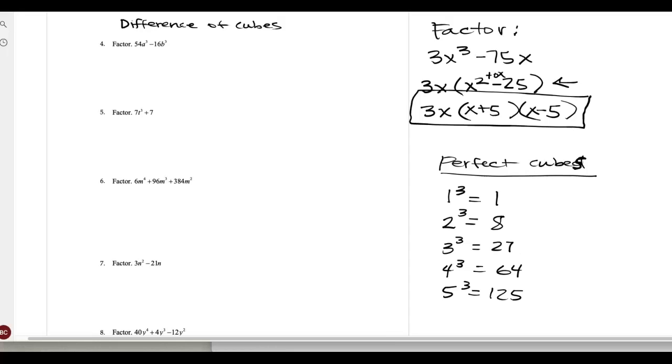Common factor? Yep, just like over here, right? We came out, that greatest common factor was 3x. We've got to look for a greatest common factor here. And you said 2, right? We'll factor that out of those.